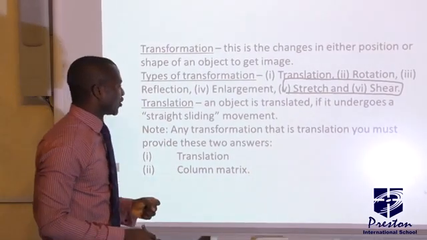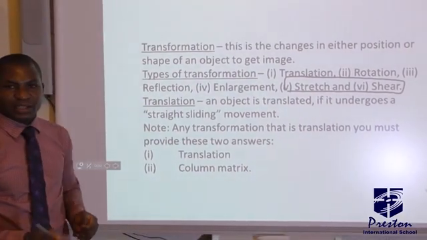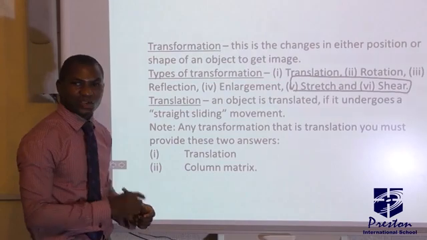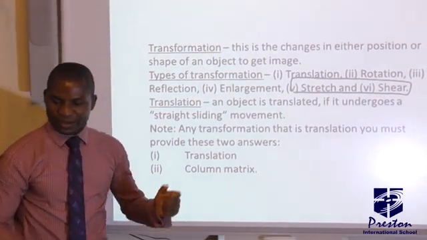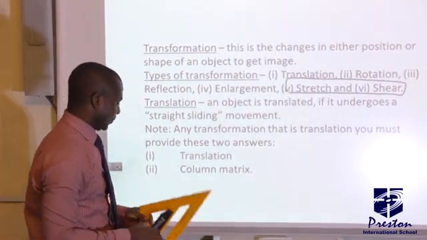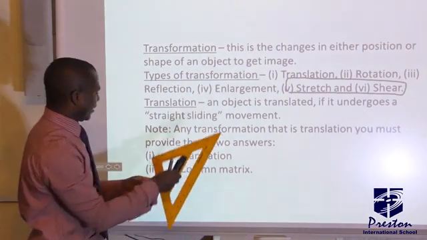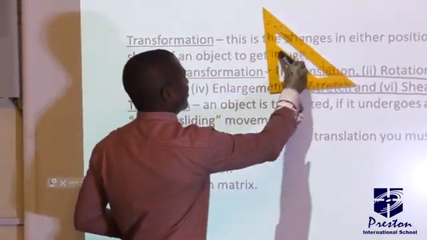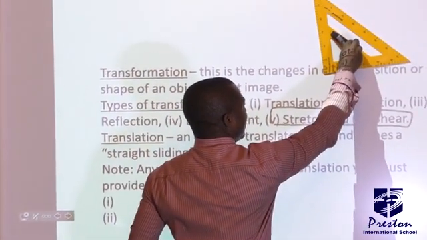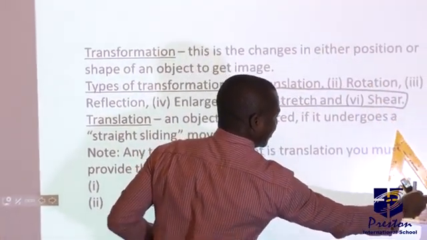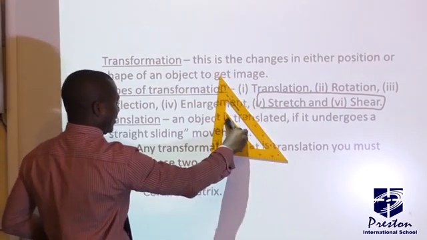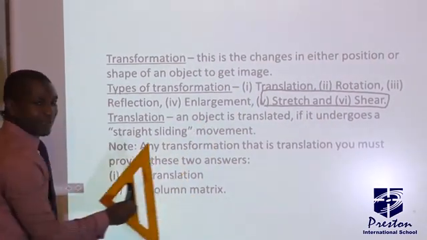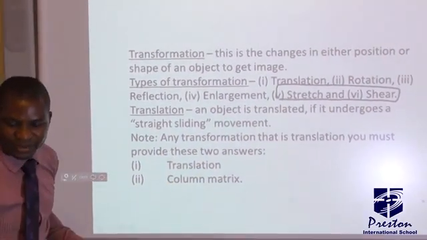Now, the definition of translation: an object is translated if it undergoes a straight sliding movement. Let me just give an example. Now, this is a triangle. I can slide this to this point. I can slide to this point. That's translation. That's a straight movement.